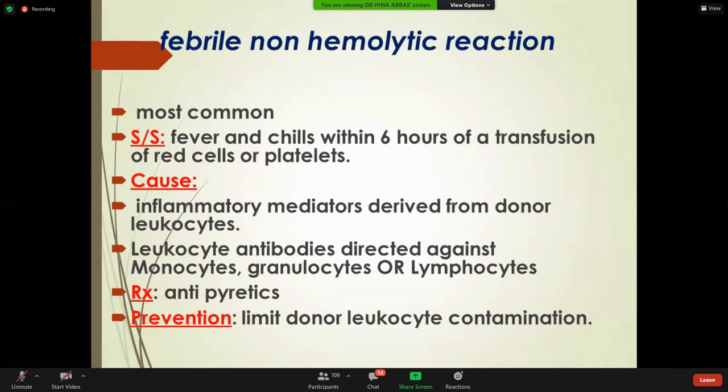Adverse reaction: febrile non-hemolytic transfusion reaction. I have discussed this: it is the most common, with fever and chills within 6 hours of transfusion of red cells and platelets. After the transfusion, the patient becomes febrile. The cause is inflammatory mediators derived from donor leukocytes, and leukocyte antibodies directed against monocytes, granulocytes or lymphocytes. I have already explained that we give leukoreduced RBCs to patients who have repeated febrile reactions after transfusion. Since the cause is related to donor leukocytes, we prevent the transfusion of donor leukocytes in those patients. Treatment is simply antipyretics, and prevention is limiting donor leukocyte contamination: give leukoreduced RBCs or use filters to remove WBCs.